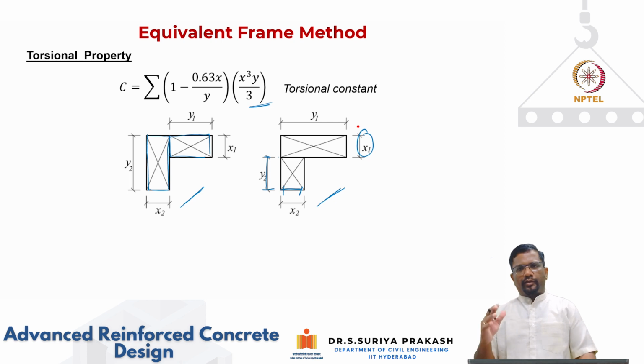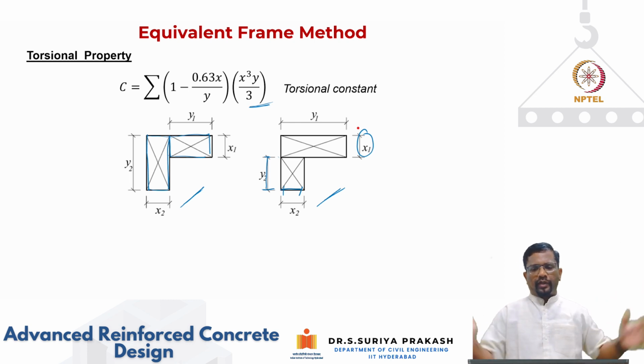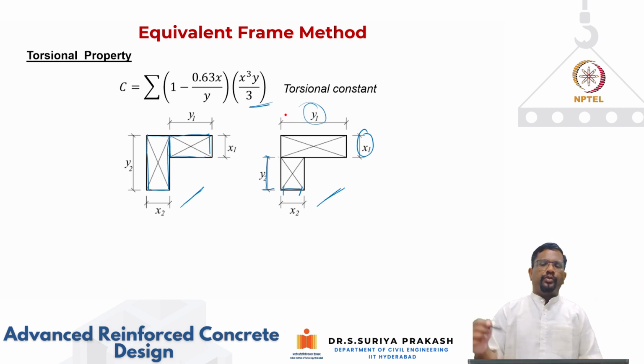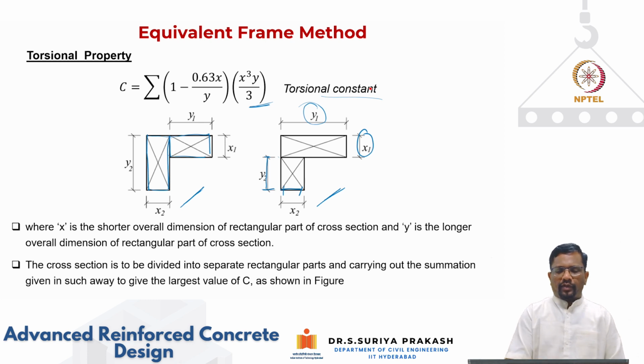So when you discretize them, look at the shorter dimension of the bigger element. Let's say you have x1 and x2, where x1 is 100 and x2 is 50. Then whichever is larger, x1, that element should have the longer length, that is the longer y. If you do it like that, your C value will become maximum. In other words, you have to discretize in such a way that the C value is maximum.